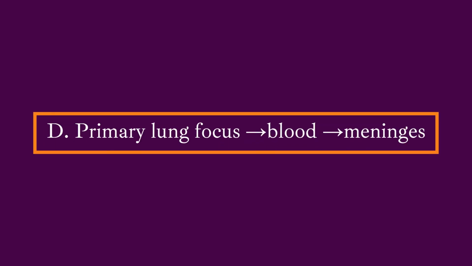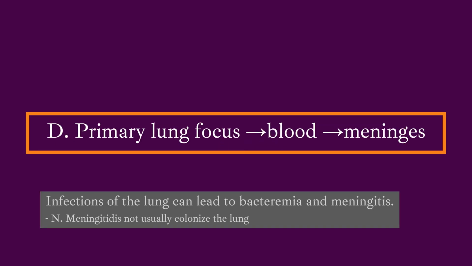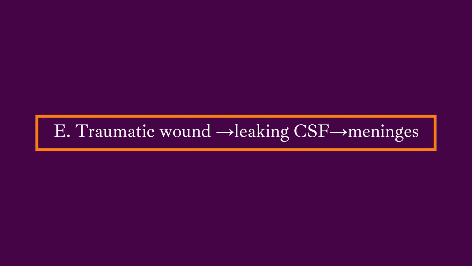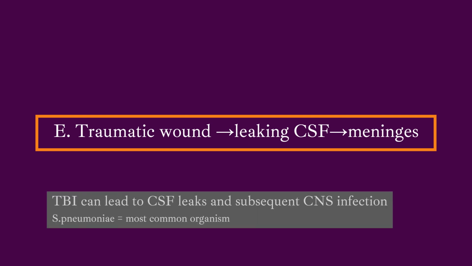Choice D cannot be the answer because infections of the lung, like Mycobacterium tuberculosis or strep pneumoniae, can lead to bacteremia and meningitis. However, Neisseria meningitidis does not usually colonize or infect the lung. Choice E cannot be the answer because traumatic brain injury can lead to CSF leaks, with subsequent infection of the central nervous system. This is particularly common in the setting of basilar skull fracture. Strep pneumoniae, a gram-positive cocci in pairs, is the most common organism.